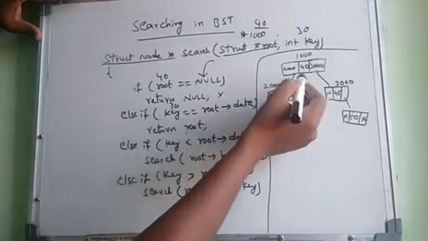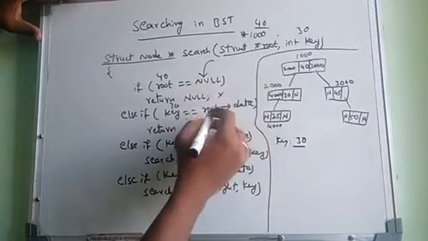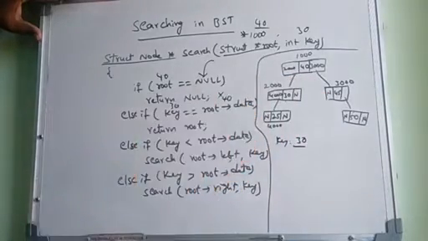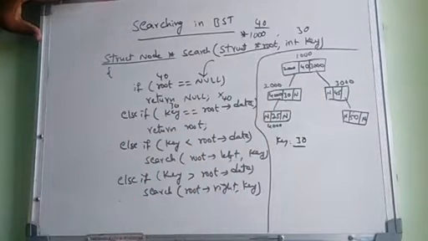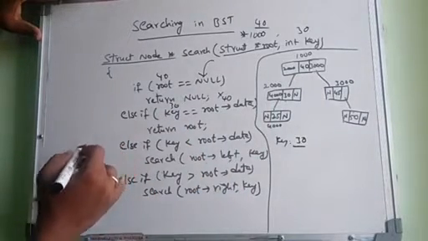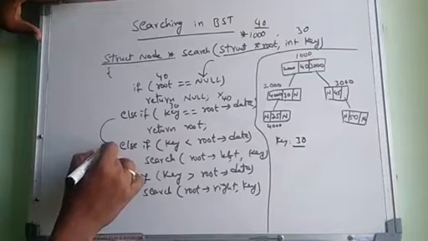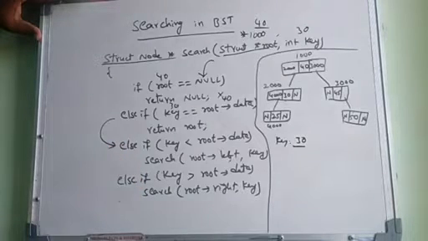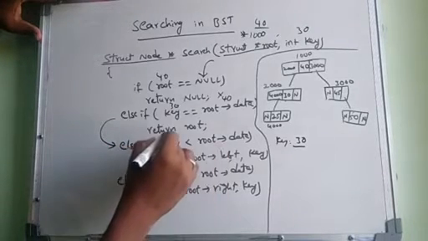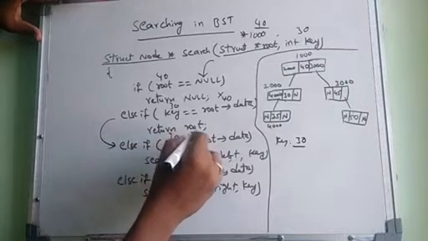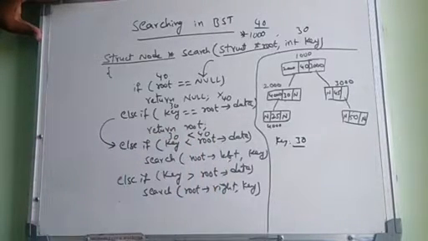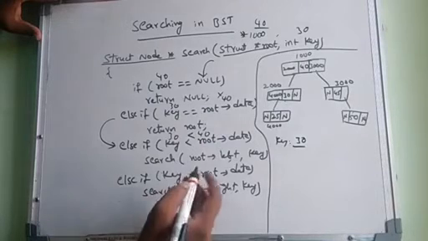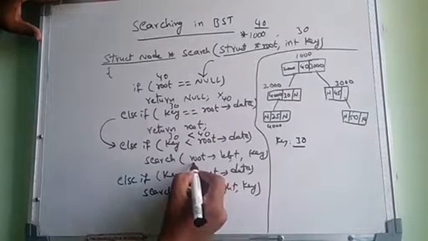What is the root data here? Root data is 40. So compare 30 equal to 40. The condition is false, so we go to the next else if condition. We are searching for element 30. Is 30 less than root data 40? Yes, 30 is less than 40. The condition is true.